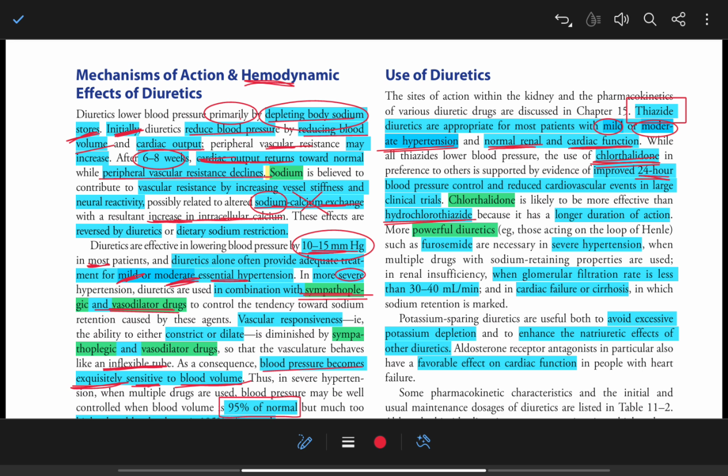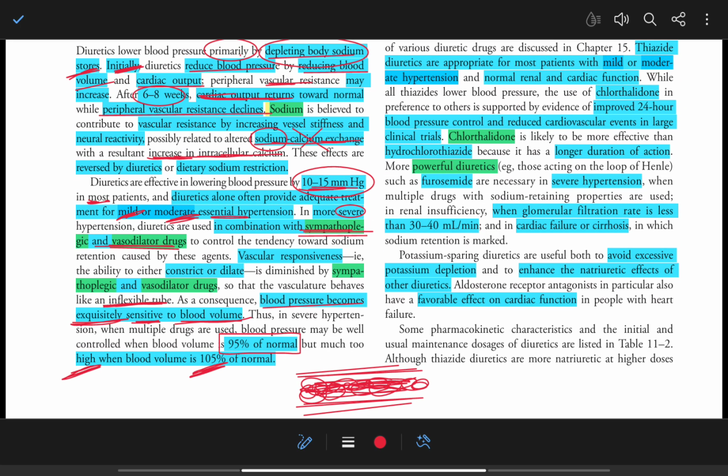It can work for what? 24-hour blood pressure control as compared to hydrochlorothiazide. So that is one important thing to take note of. But if we are talking about severe hypertension, in severe hypertension, we switch our medication from thiazide to loop diuretics like your furosemide. So loop diuretics, those ones work at the loop of Henle. Okay, that's where they work, and they are more powerful.